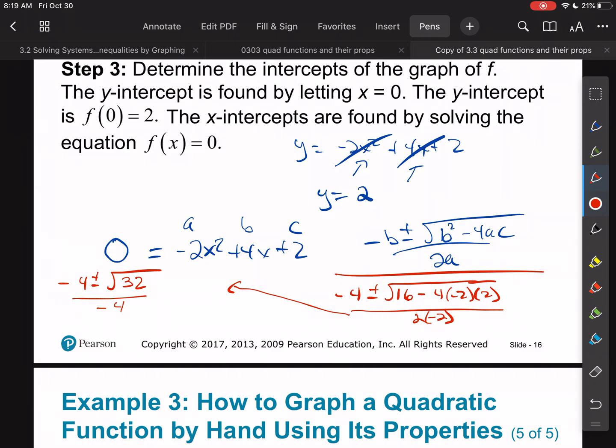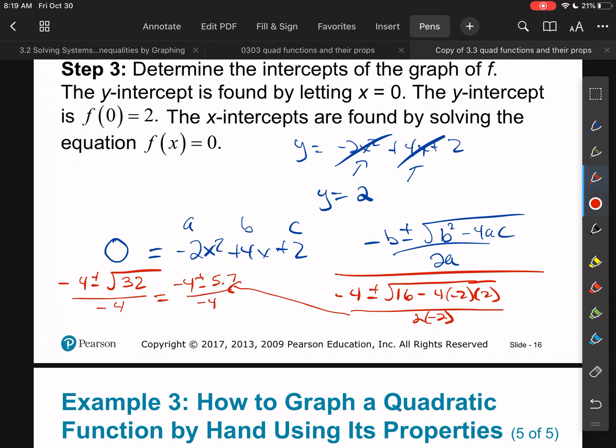To figure this out, on my calculator I have to take the square root of 32. So then this will equal negative 4 plus or minus. If I take the square root of 32 on my calculator, I get 5.656. So we could just round that. Let's just round that to 5.7, over negative 4.